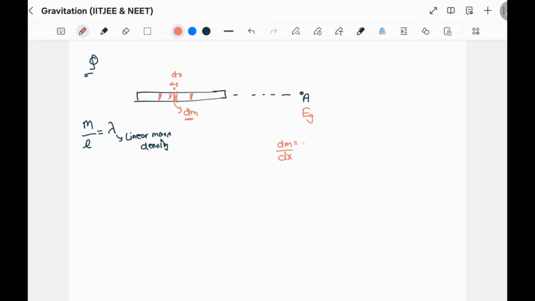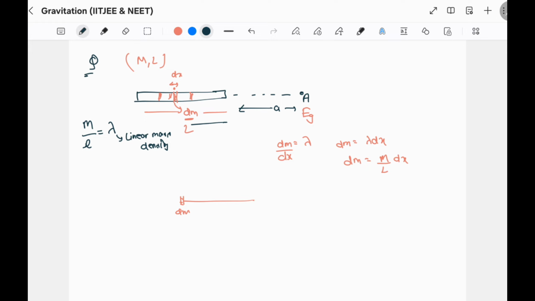So dm by dx is lambda. So dm will be lambda multiplied by dx, and you can write lambda equal to capital M by L. This is given: the full length is L, and its mass is M. Now I have to write the field because of the small mass dm. If a small mass dm is here at some distance, I should have given the distance here. So let's say it is a from this end, and this is some distance x.